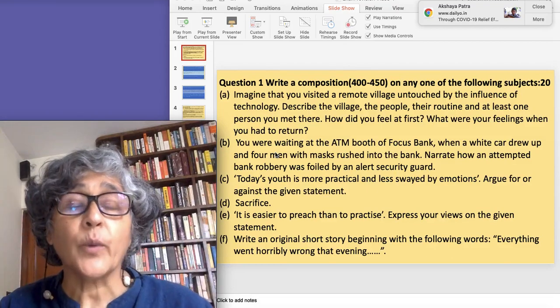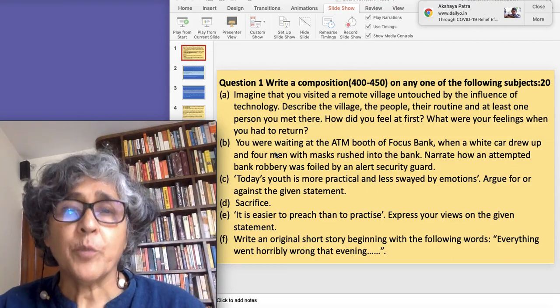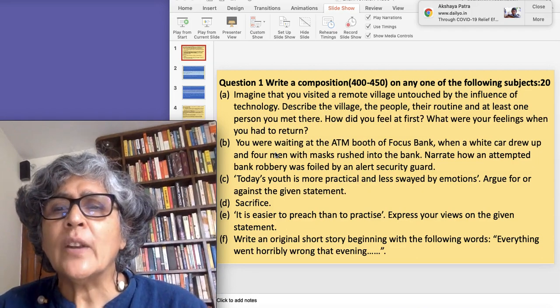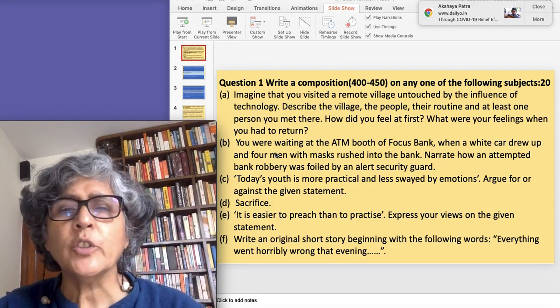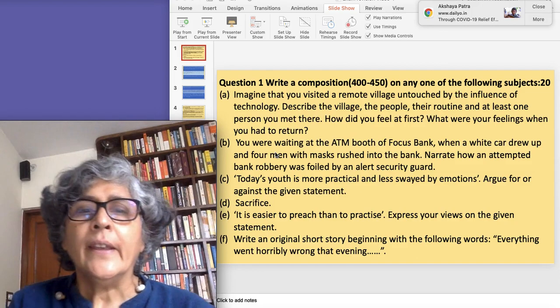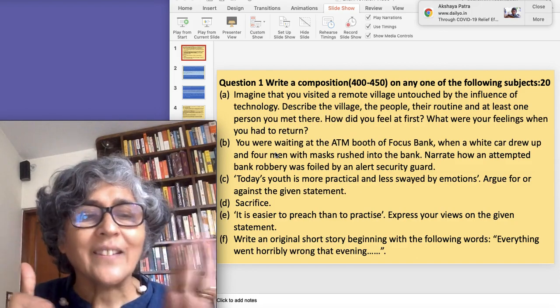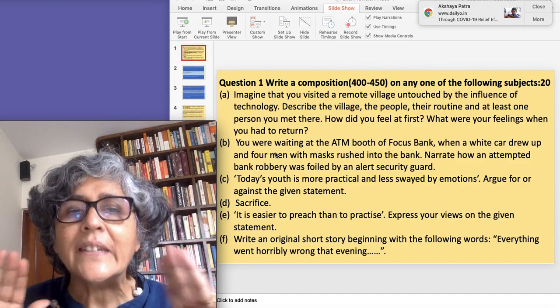I'm back with question 1A, like I promised, about the composition. So let's look at this paper. You know the marks have been reduced to 20. So you do get 6 topics very clearly defined.